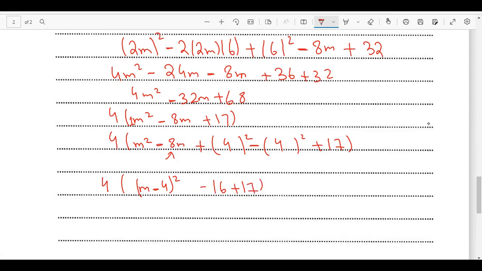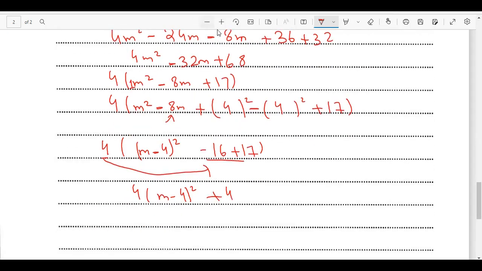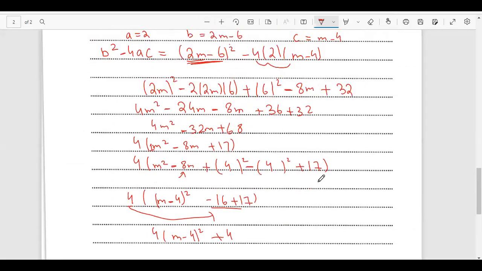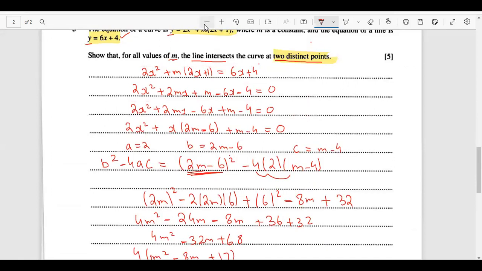So finally I would get 4 multiplied by m minus 4 squared, and this is going to be positive 1. So when I will multiply 4 with this, it would give me positive 4. Okay, now this is what I am getting. Okay, I will just go back again. I will just follow the context and then I'll tell you.